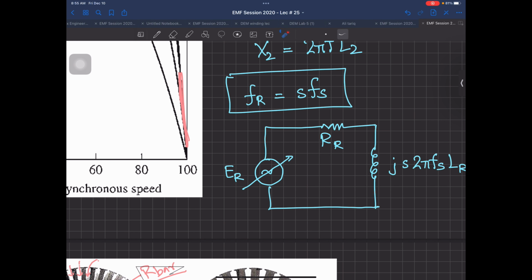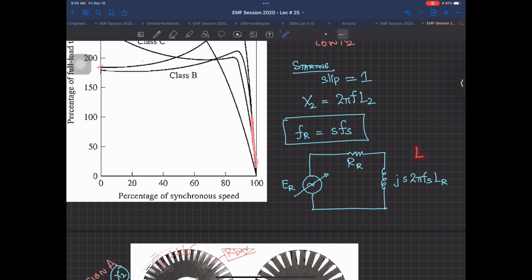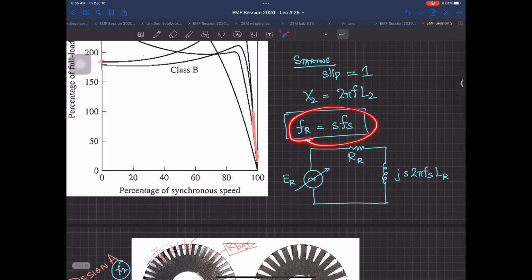When the machine was starting from rest, that is slip 1, the voltage induced inside the rotor was maximum because of the relative velocity factor. This R2 was the resistance, that was constant, it was not changing. But this j2πFr times L was the rotor reactance, and your rotor frequency was dependent upon S, so Fr was equal to S times Fs. So when your slip is equal to 1, your rotor frequency is also 50 Hertz if you are working the machine in Pakistan. So this means your X2 is going to be larger.